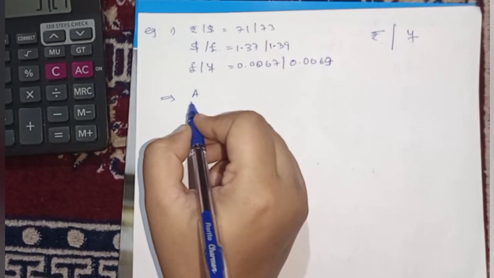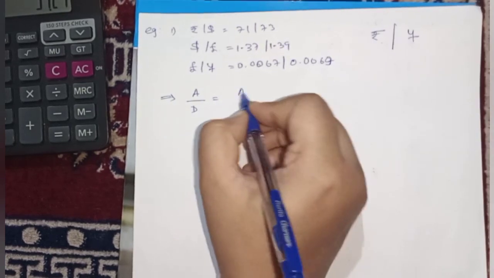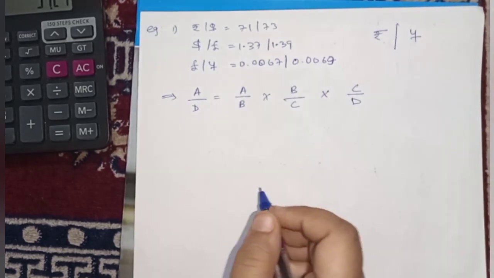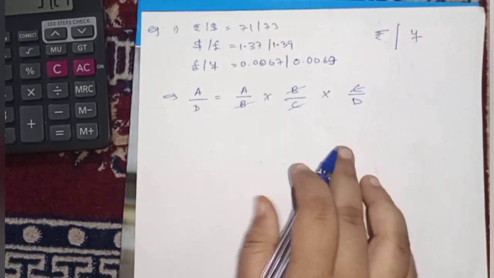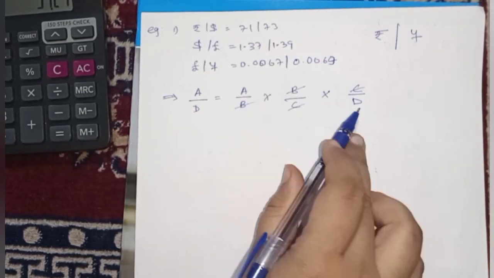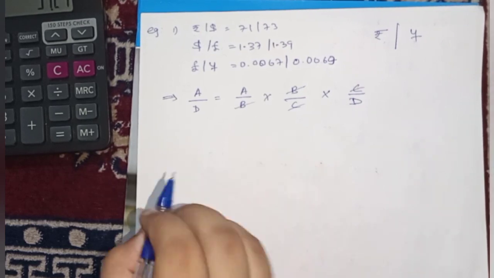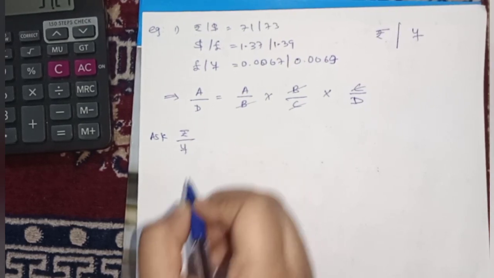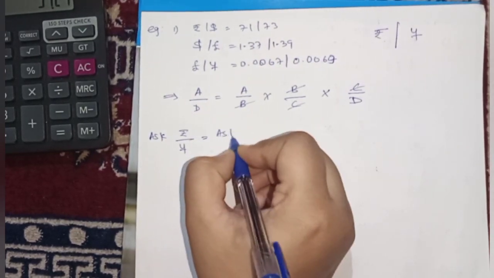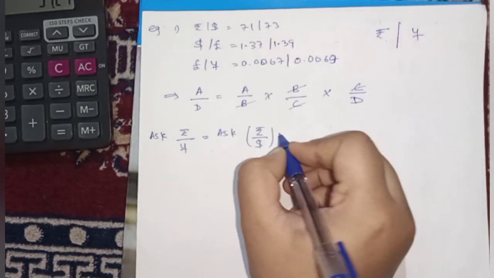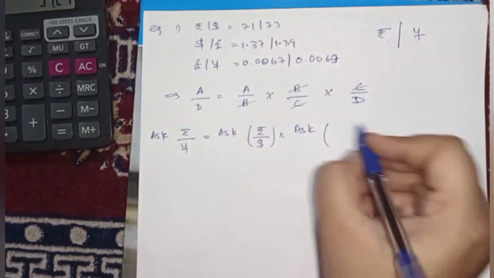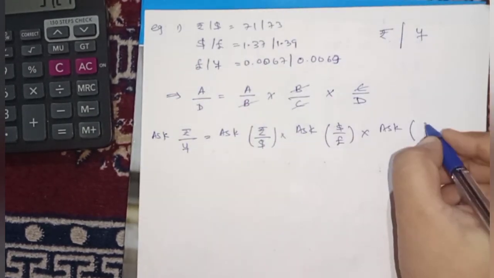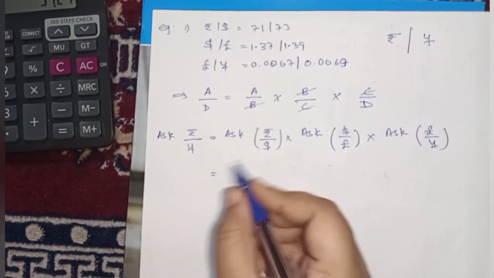So now we will frame our equation first. The equation will be A upon D is equal to A upon B into B upon C into C upon D. So B and B and C and C will cut, and you will be left with the quantity you have to find out, that is A upon D. So for the ask of rupee per yen, the formula will be the ask of rupee per dollar, multiplied by the ask of dollar per pound, multiplied again by the ask of pound per yen.